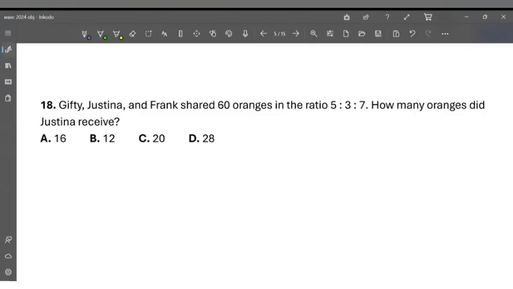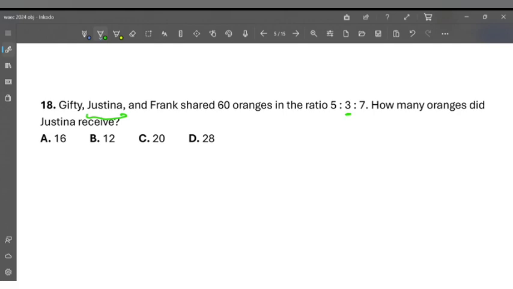Alright, let's look at question 18. It says that Gifty, Justina, and Frank shared 60 oranges in the ratio 5:3:7. How many oranges did Justina receive? Now, if you look at Justina, she is the second person here. So it means the second ratio is for her.